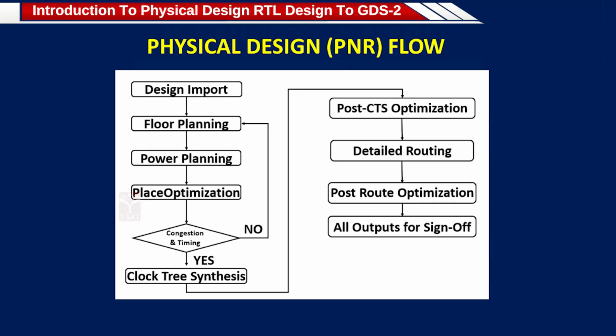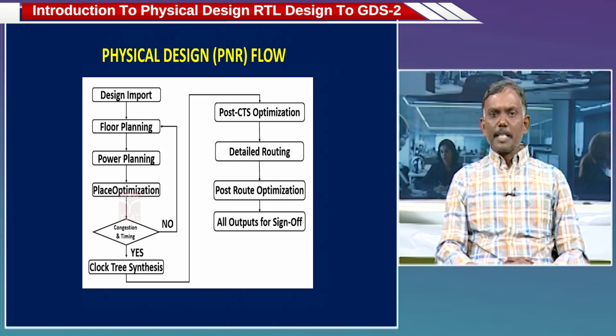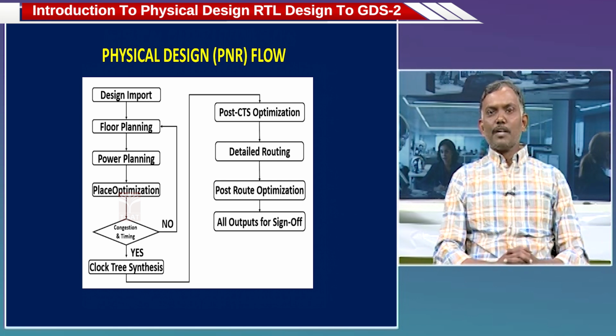This is the physical design flow. First step is design import. As a part of this design import, we should gather all the required files to start with our place and route. Already we discussed, right? Five categories: gate level netlist, constraint file, timing libraries, DEF file, and LEF views. All these files we should read as a part of this design import without any issues. That is the design import step. Once the design import step is completed, the next step is floor planning.